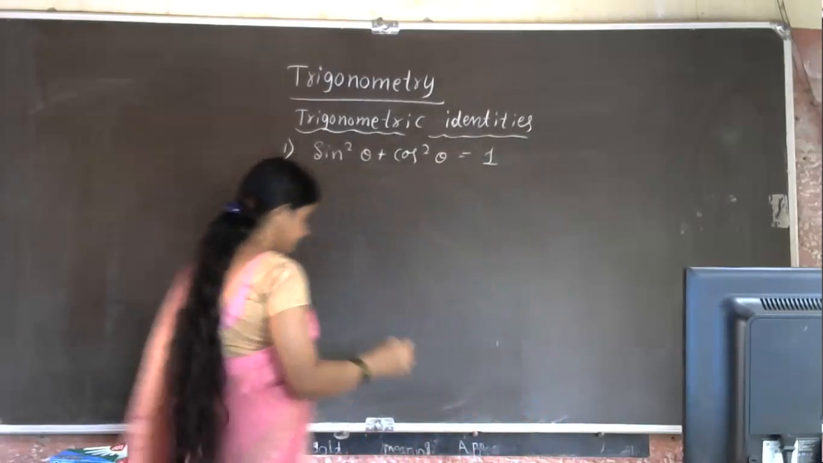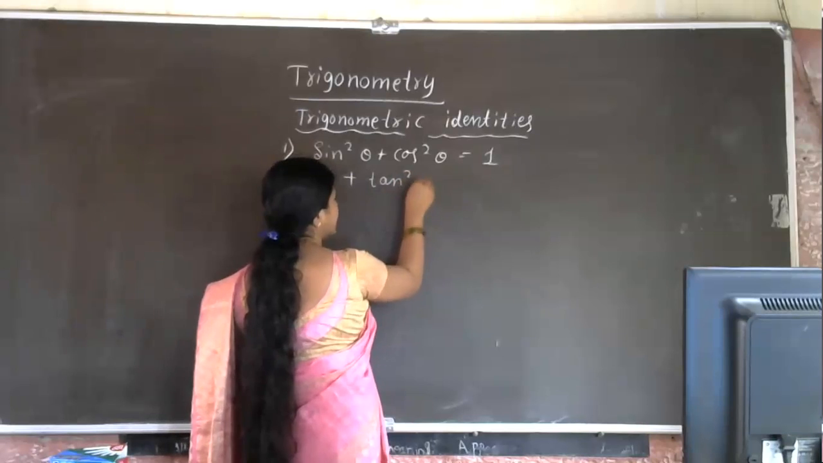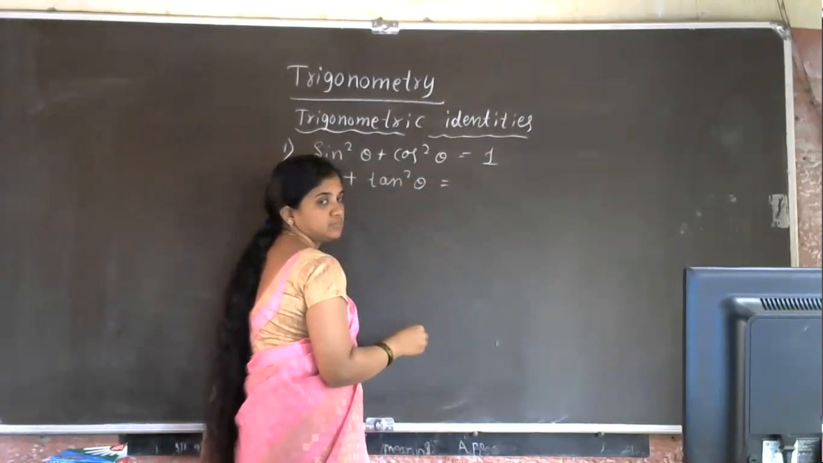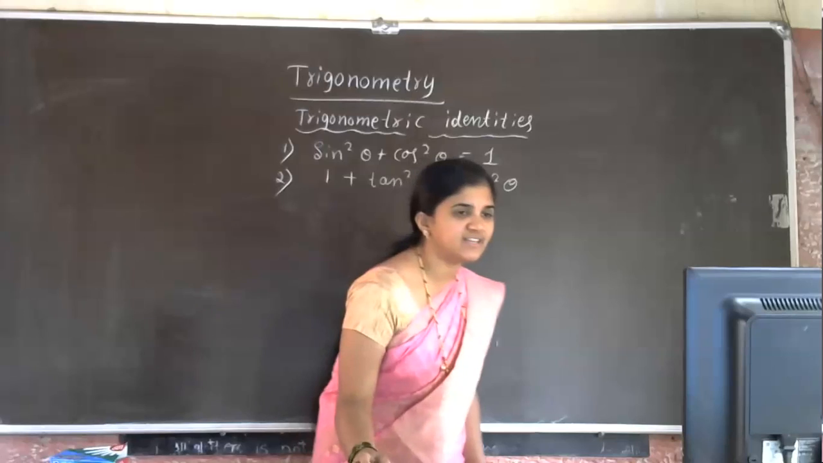Ashwet. 1 plus tan square theta is equal to sec square theta. You were saying 0, okay, sec square theta.